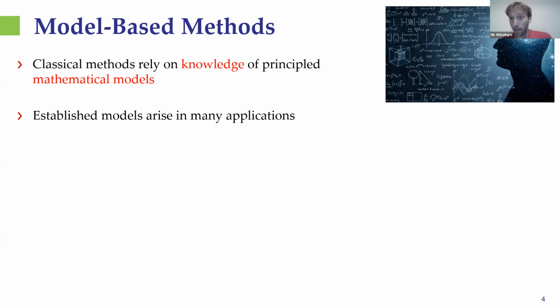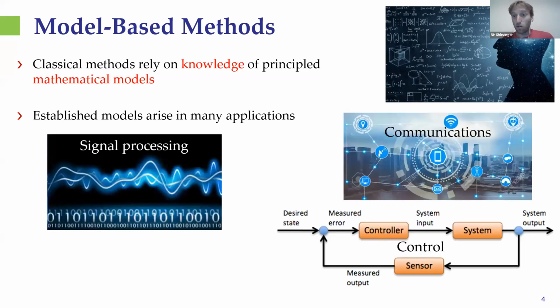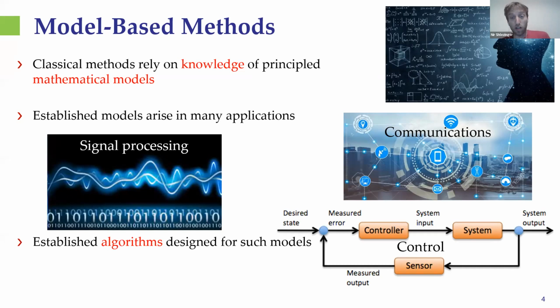In many applications and in many areas, we have reasonable mathematical models which we can rely on. For instance, in signal processing, in communications, in control, we do have established models which one can rely on, and they do describe up to some extent the problems we're trying to solve in a relatively reliable fashion, and we have established algorithms which are designed for these kinds of models.